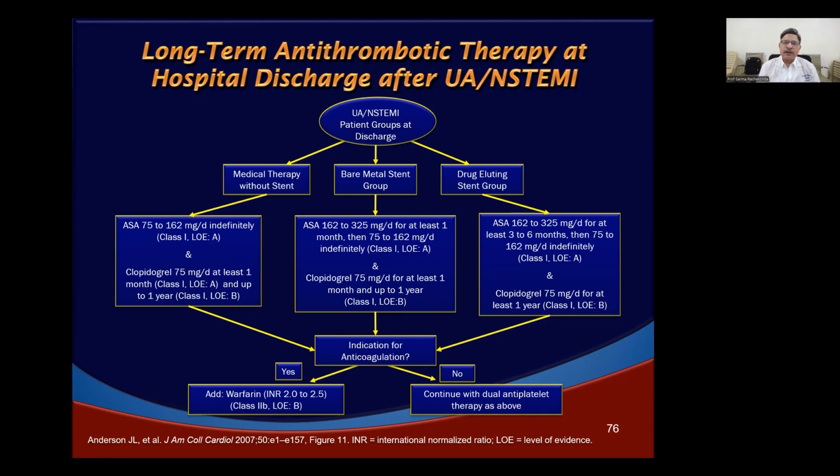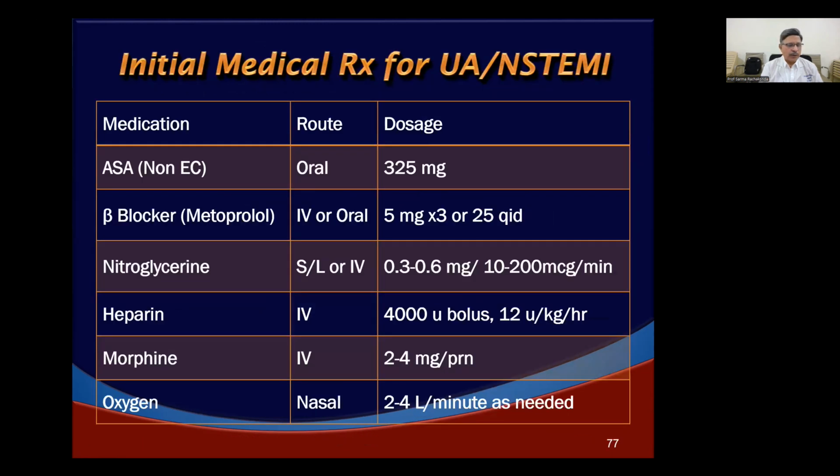Depending on that, is there an indication for anticoagulation? Any other indication? Any like atrial fibrillation or anything? If yes, warfarin. If no, continue the dual antiplatelet therapy. This is to manage the antithrombotic treatment after discharge once you have done the stenting. Stenting or no stenting. Angioplasty is done, stenting is put, no stenting is done. Like that.